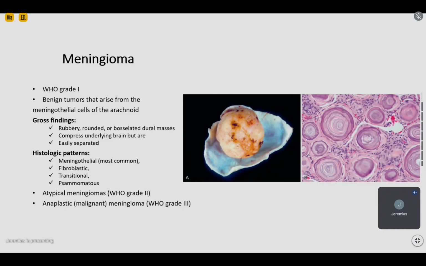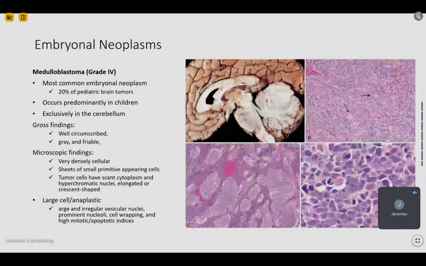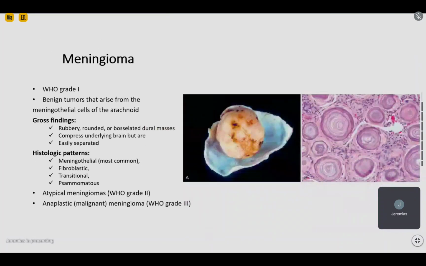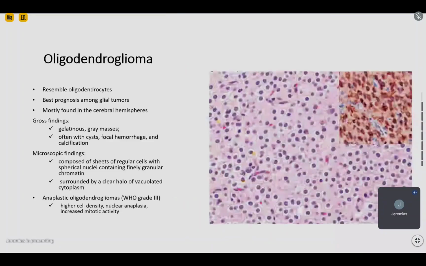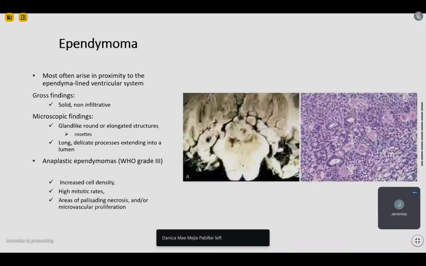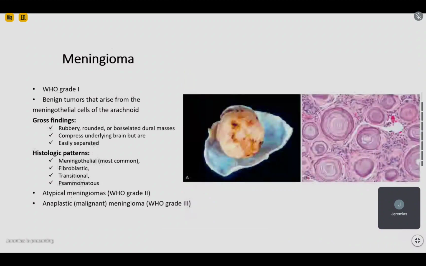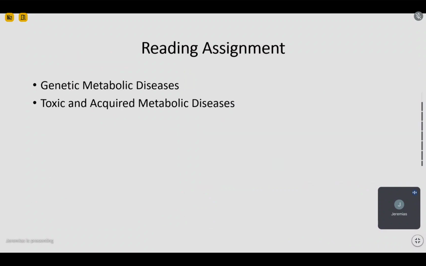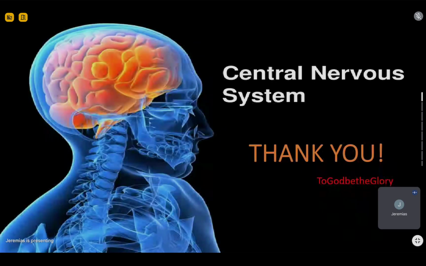Alright, so I just went through the CNS tumors quickly because I only pointed out the obvious features you should remember. As for the pictures, some pictures are not clear, so you can't identify them. So those are what I pointed out, remember, okay? And reading assignment, genetic, metabolic diseases, toxic diseases. So that's it. Do you have questions?